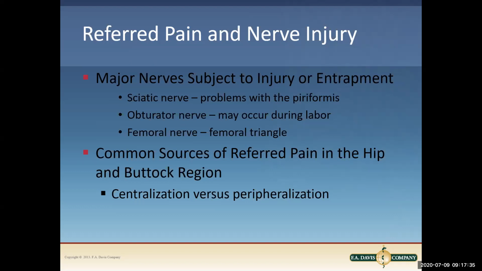And then femoral nerve often gets pinched in the femoral triangle, which we're going to talk about. But anytime you have a femoral nerve problem, that pain is going to refer down the anterior surface of the leg.